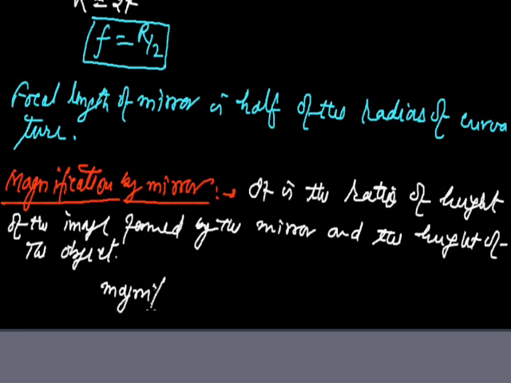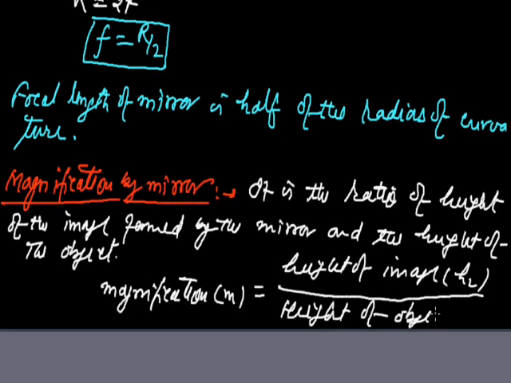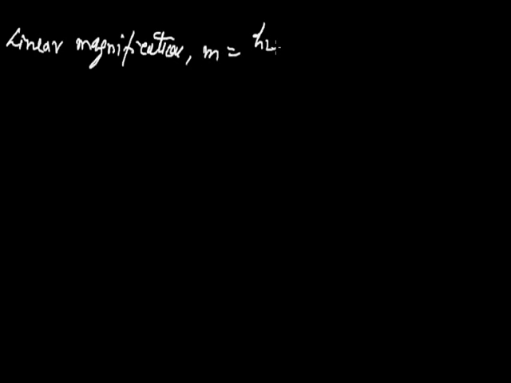Magnification, that's M, is the height of image, that's H2, upon the height of object, that's H1. It's linear magnification, that's M equals H2 upon H1. It may be positive or negative depending on the nature of the image formed. Another formula for magnification.